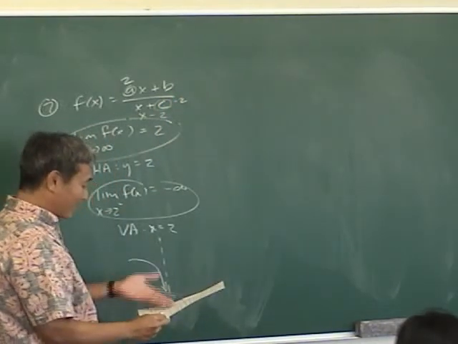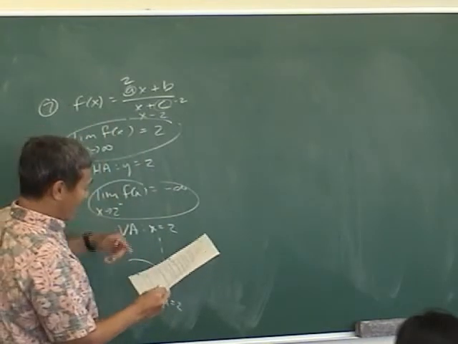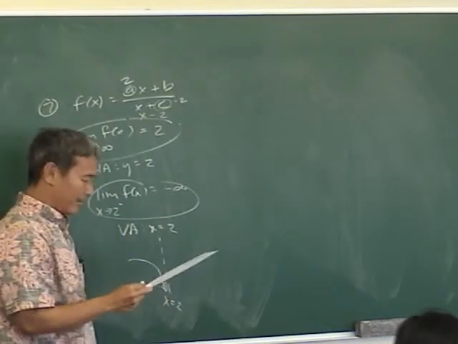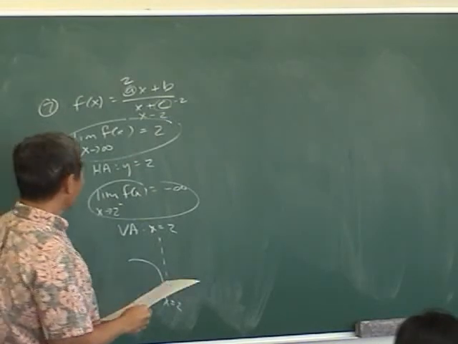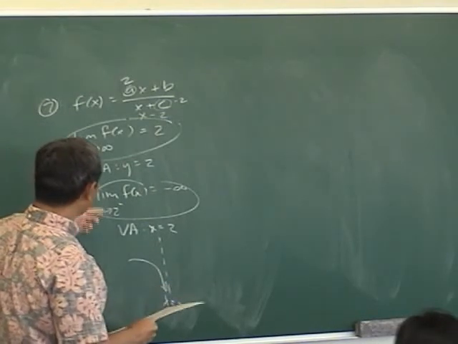And then the last piece of information is the easiest. If you plug in 1 for x, you get negative 5, and that's how you figure out what b is. You guys can do that. So again, this is how we describe asymptotic behavior.